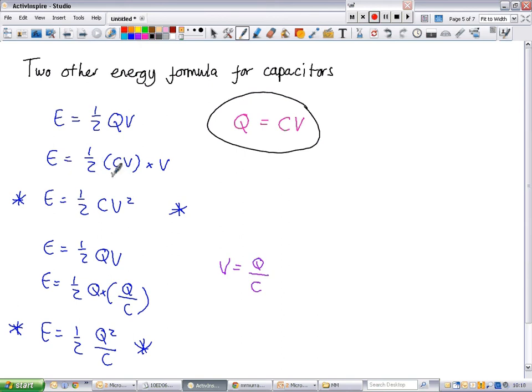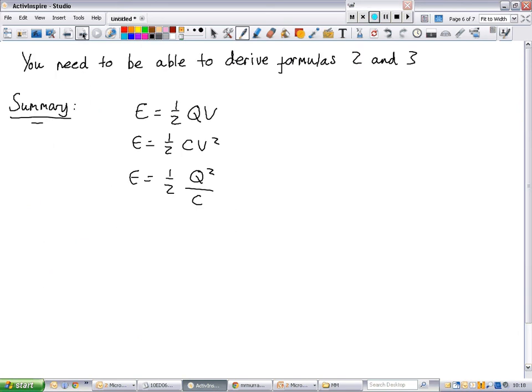You substitute in for Q first of all, which gives you a half CV squared. Substitute in for V the second time, and you get Q squared over C. So we end up with 3 different equations for energy in a capacitor. They can only be used for a capacitive circuit. They cannot be used in any other context.